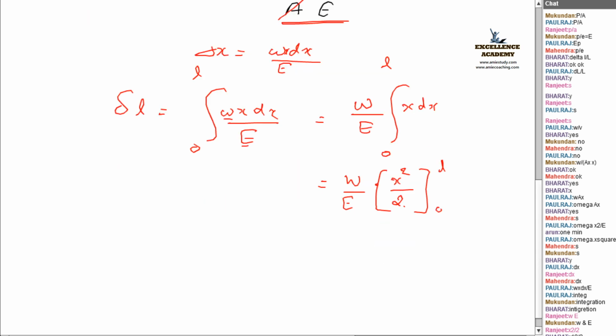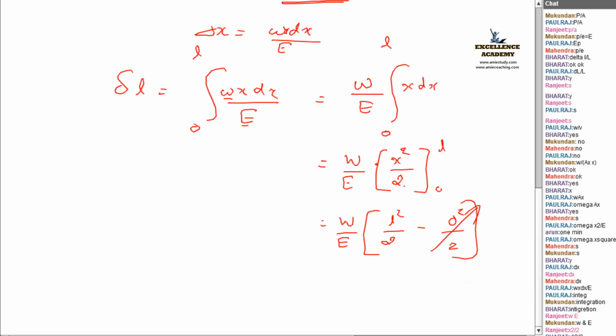So how shall I write that? W by E into L square by 2 minus 0 square by 2. This part is eliminated. Then I got WL square by 2E. So this will be what? This will be the deformation of a body due to its own weight. Clear?